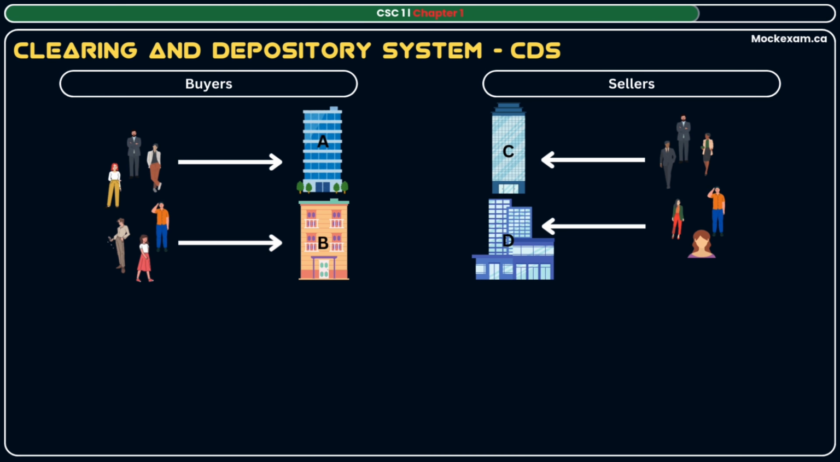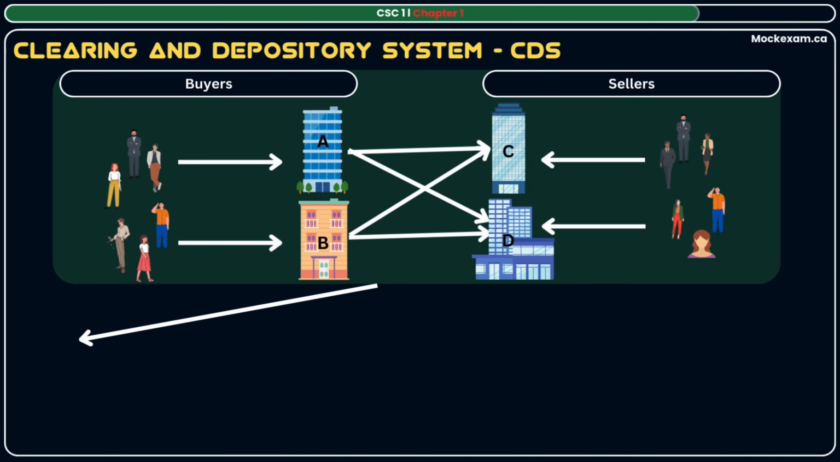These investment dealers A, B, C, and D interact with each other many times throughout the trading day. And it's impossible to take care of A to Z of each transaction separately because they're busy with technical trading stuff. That's where CDS comes into play.